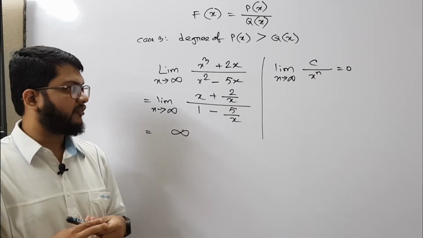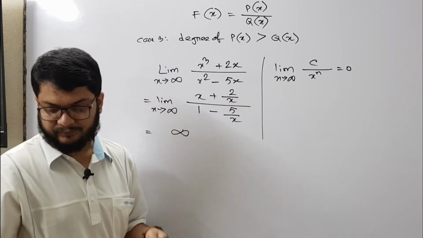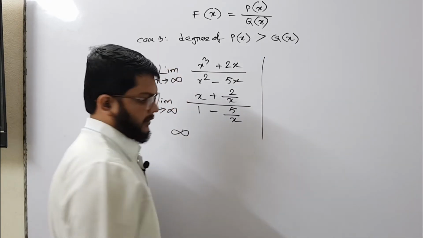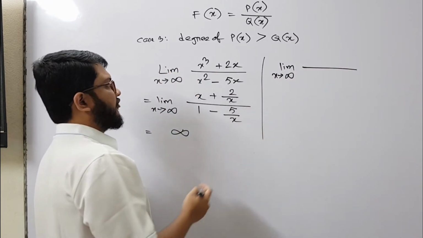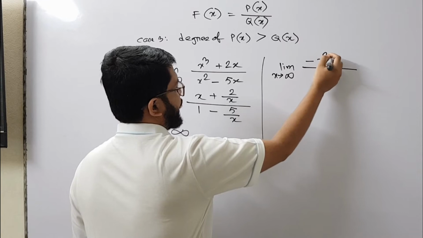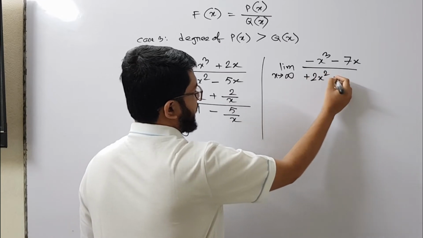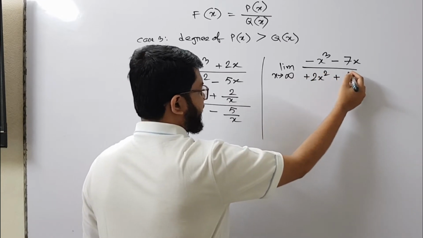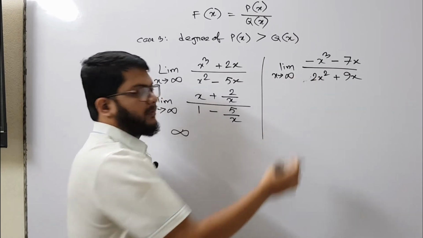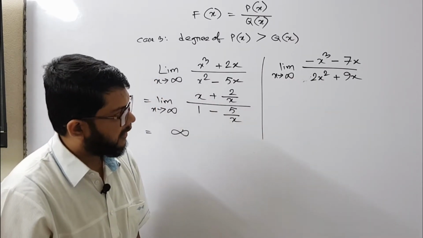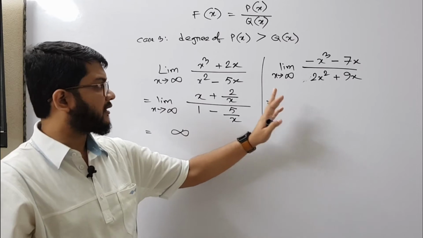Now let's have a look at some other examples to see if we get some other values or not. So here let me write another example, limit x tends to infinity, negative x cube minus 7x, divided by 2x square plus say 9x. Okay, it doesn't matter whether we give any plus sign or not. So what will happen here? This is a similar problem, just a bit of change.